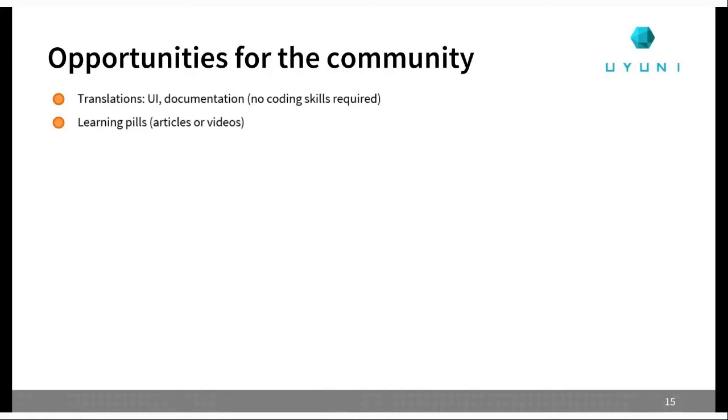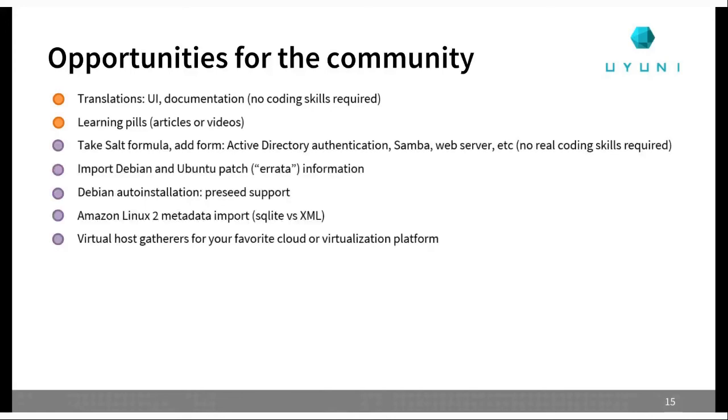You can also help with learning material, articles, videos, quick start guides. You can take a Salt formula from upstream, for instance, to install or configure a Samba server, a web server, or Active Directory authentication that recently came up on the mailing list, and a formula is just a YAML file. There's also some interest in the community on how Debian and Debian-based distributions do not have this concept of errata that RPM-based distributions have. But it's possible to emulate this, and there are some scripts in the community, so this can be implemented.